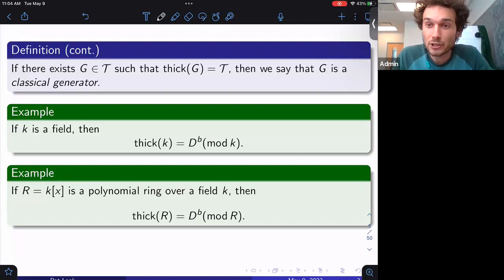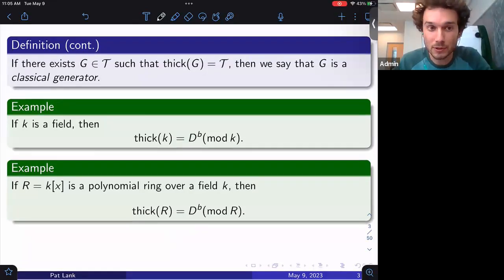So if I take an object G inside my triangulated category T, and if the smallest thick subcategory of G is all of T, we say G is a classical generator. Two examples that we may or may not know. If you take K to be a field, then the smallest thick subcategory containing K is all D^b mod K. Again, the D^b mod or D^b coh I'll be describing in a second. If I have a polynomial ring over a field, the smallest thick subcategory containing the polynomial ring is D^b mod R. Again, I'm going to describe this notation in just a sec, but just to give you two examples to think about.